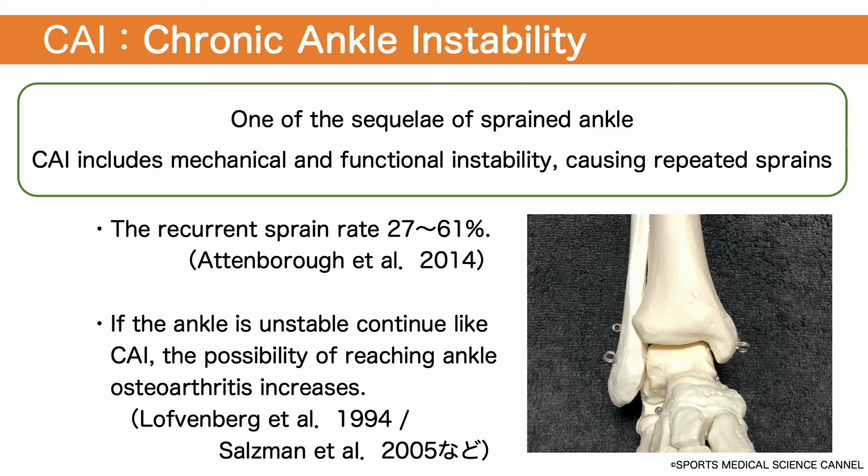In addition, if CAI continues, it is said that there is a high possibility of osteoarthritis, in which the bones and cartilage of the ankle joint are damaged and deformed as shown in the model on the right. In this way, I don't think it's okay to have an ankle sprain, and it's important to treat the first injury and prevent it from recurring. Please see the video of the treatment section to see what kind of treatment you will do.